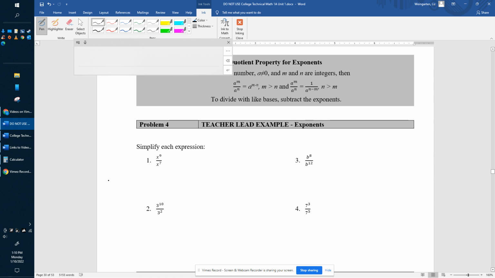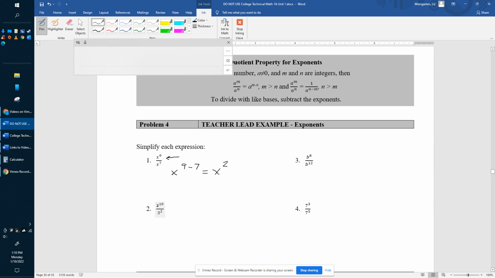So let's look at a few examples using these rules. So we have x to the ninth over x to the seventh. The larger number is in the numerator, so we are not going to end up with a fraction. So we're going to have x to the ninth minus 7, which will give us x squared.